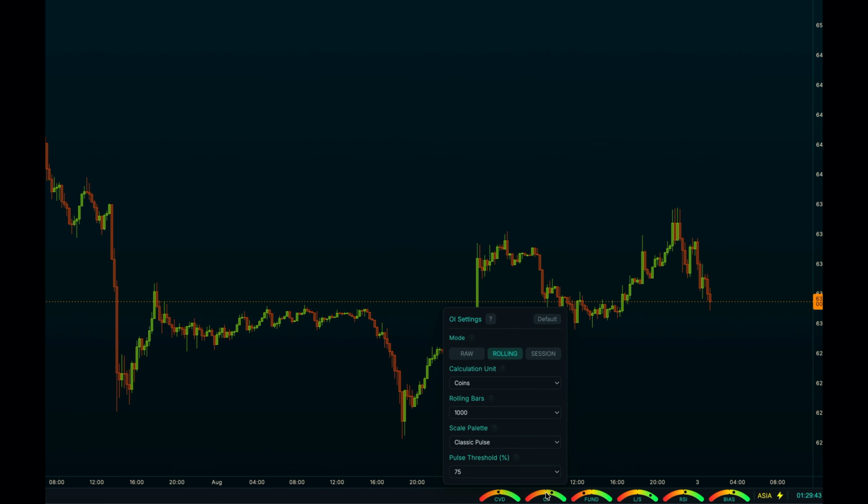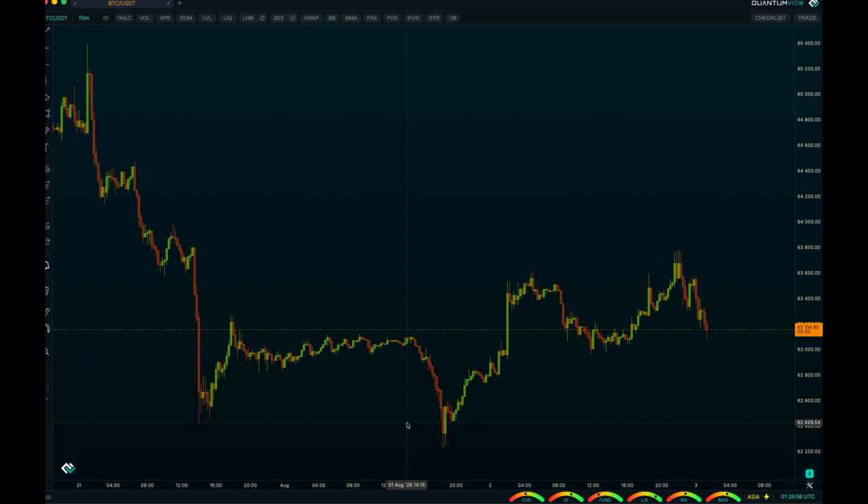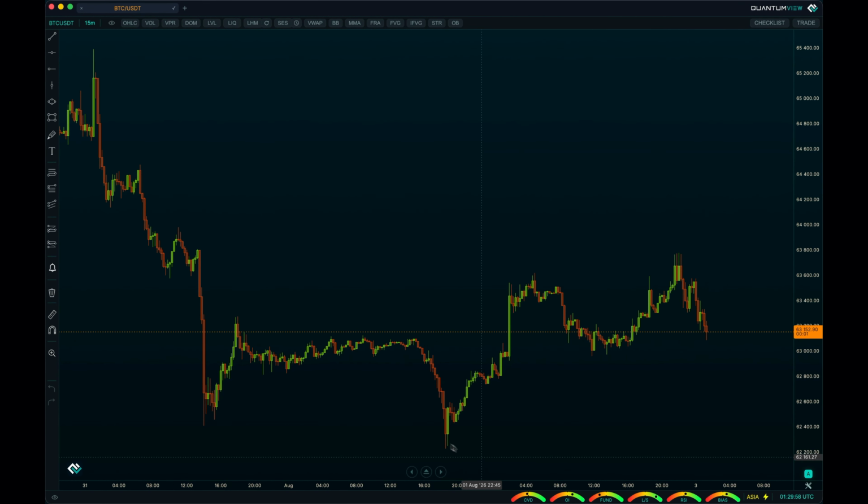OI shows the change in open interest, new leverage entering or positions closing. Right means OI expanding, left contracting. It matters only with price and CVD. A rise on growing OI differs from one on old positions closing.